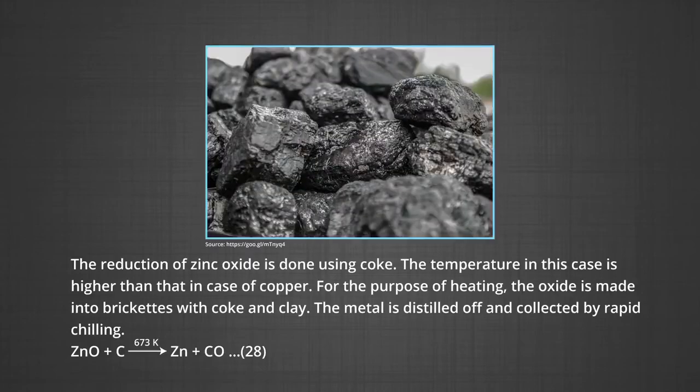Now, let us understand the extraction of zinc from zinc oxide. The reduction of zinc oxide is done using coke. The temperature in this case is higher than that in the case of copper. For the purpose of heating, the oxide is made into briquettes with coke and clay. Zinc oxide reacts with coke at 673 Kelvin to form zinc and carbon monoxide. The metal is distilled off and collected by rapid chilling.